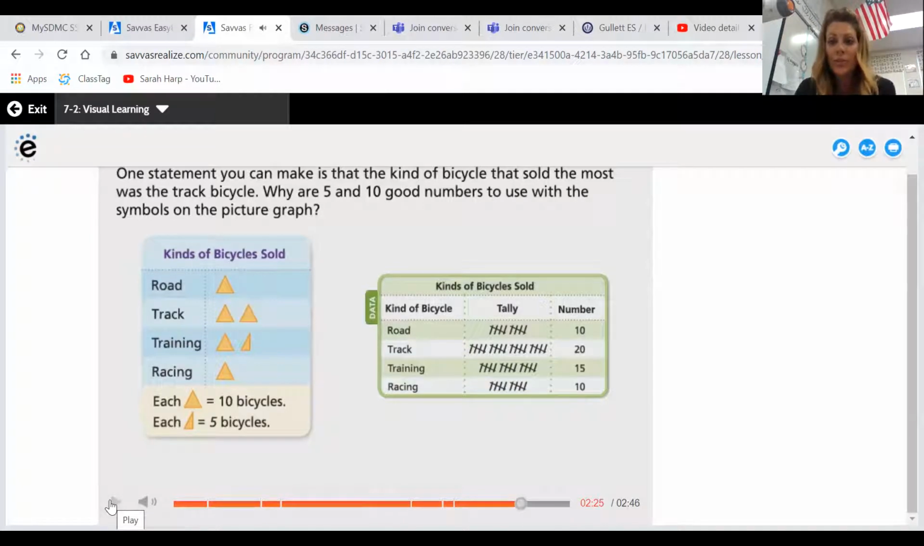So that's something we're going to have to do, and we'll practice a little bit more together. But when you make a picture graph, you have to figure out a good number for your key, a good number for what the symbol represents. So they picked 10 and 5. And if you look here over by the numbers, we've got 10, 20, 15, and 10. Those are all numbers that we can use with the symbols 10 or 5. They're all countings or multiples of 5. So that's why they chose 5 and 10.